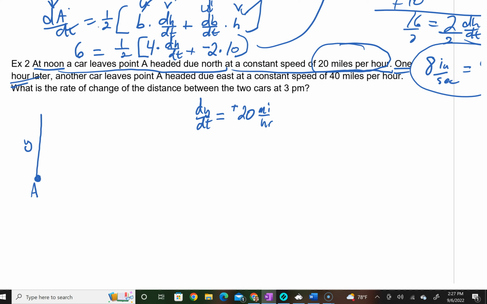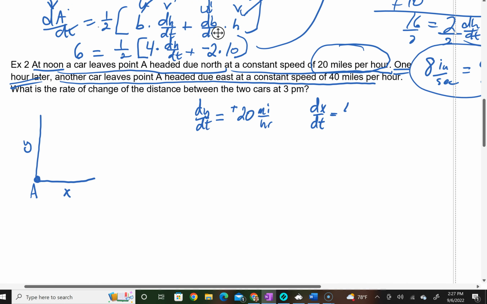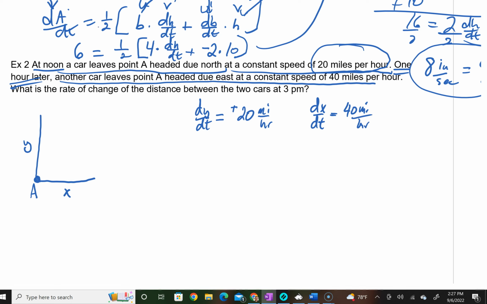1 hour later, another car leaves headed due east at a constant speed of 40. So all of a sudden, we're going to have this other car coming this way. It had an hour delay, or the northbound car had a 1 hour head start, if you'd like to look at it. But this length is going to grow. dx/dt should be a positive. What's happening? It's positive 40 miles per hour. Every hour, we're going to add 40 miles to that distance.